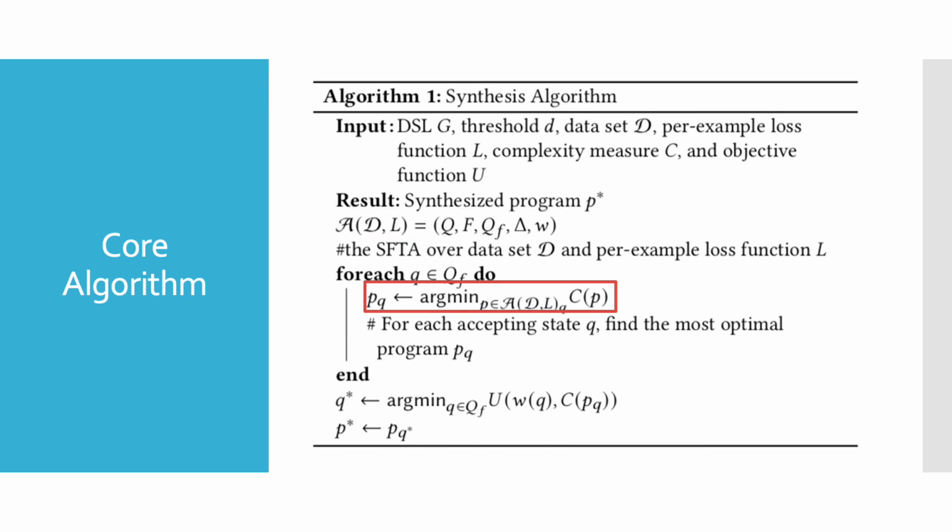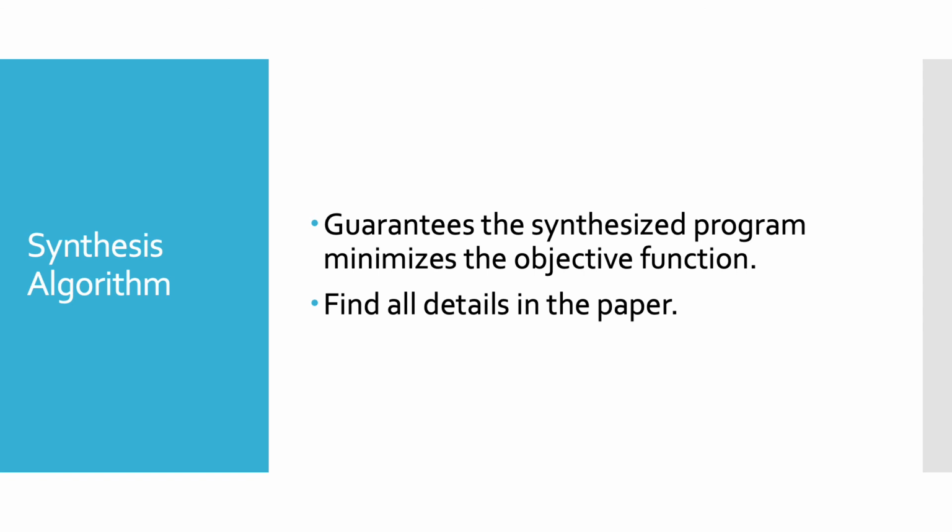Then for each accepting state Q of the combined SFTA, we find the program which minimizes the complexity measure within the set of programs accepted by that accepting state. For each accepting state, the weight of the accepting state represents the loss of the program on the entire dataset. We find the accepting state and the program which minimizes the objective function by iterating over all accepting states. Our algorithm guarantees that the synthesized program minimizes the objective function. You can find the finer details of our technique within our paper.